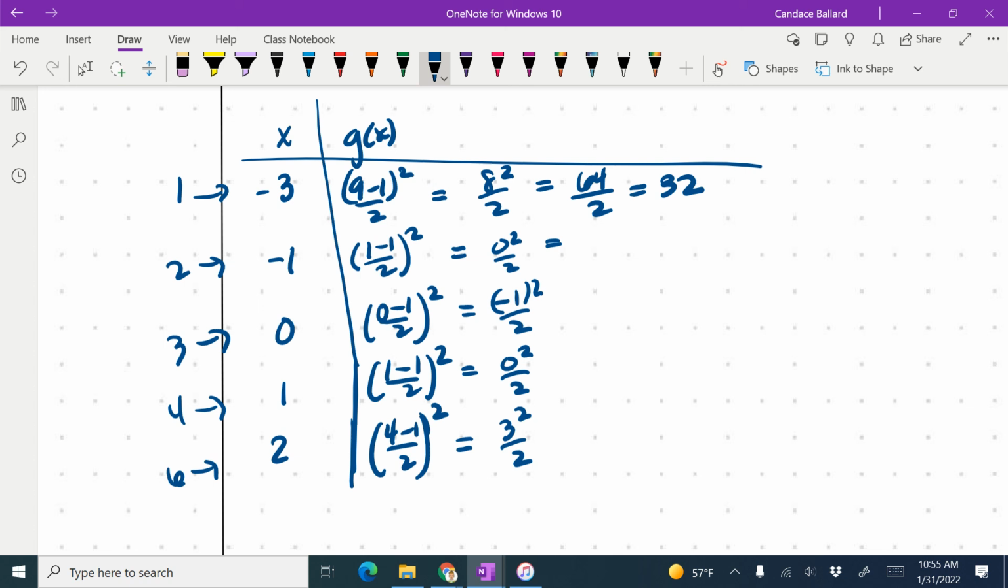Okay, table 2, what'd you get for -1? Good. All right, table 3, what'd you guys get for 0? 1/2. Good. Okay, table 4, what'd you guys get for 1? 0. Good. Okay, and then table 6, what'd you guys get for 2? Perfect.